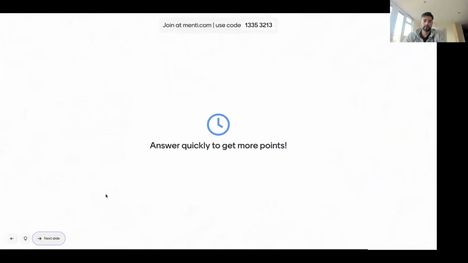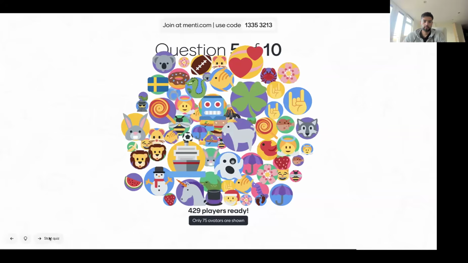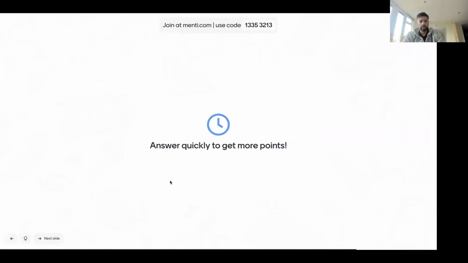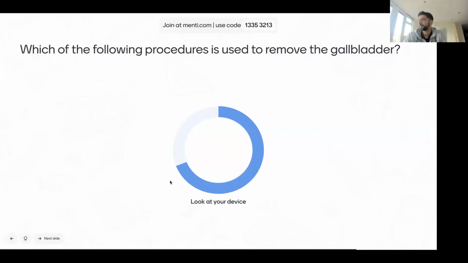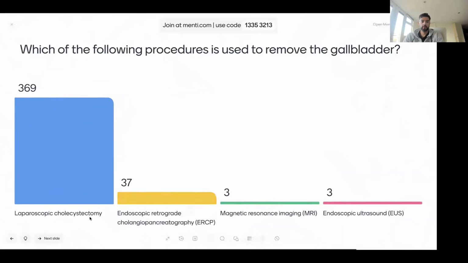Ooh, sorry, I'll go back. I think I missed that one. So what is the name of the operation that we just talked about? Good. So it's a laparoscopic cholecystectomy. Very good.